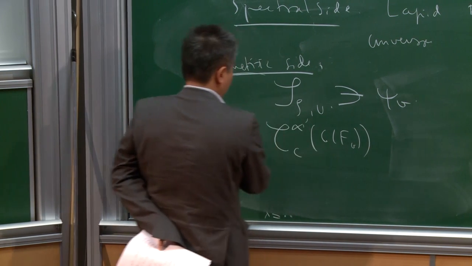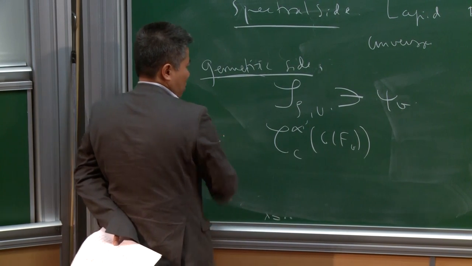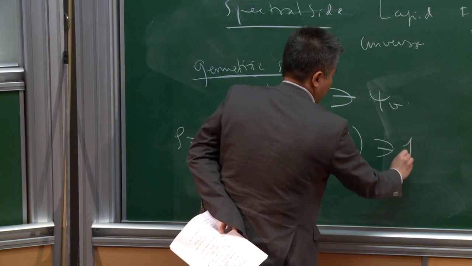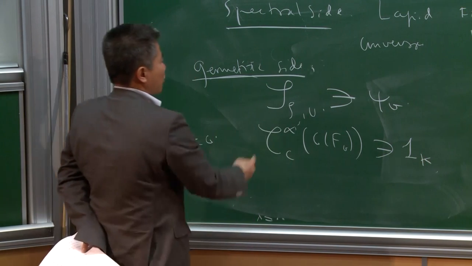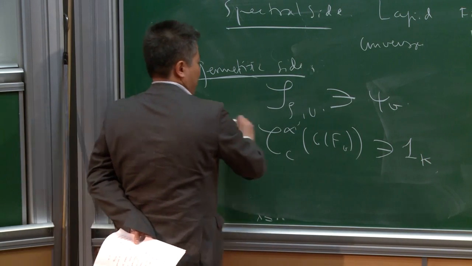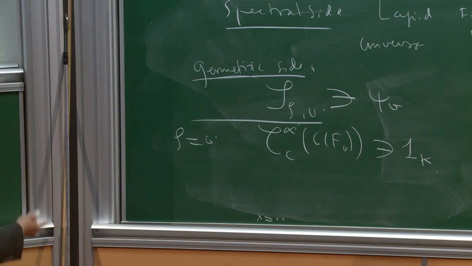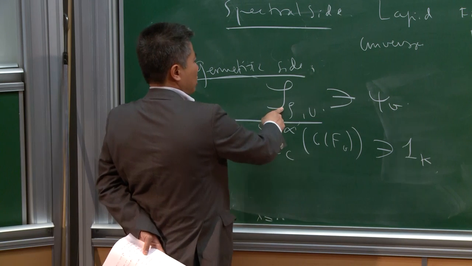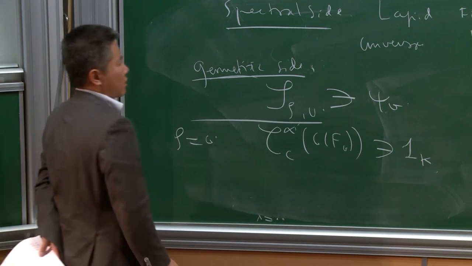And so this is the case rho equal to zero, and then you have the characteristic function of K. And for every rho, at least as far as I understand, that's what Braverman and Kazhdan proposed: there should be this Schwartz space depending on rho with this basic function.